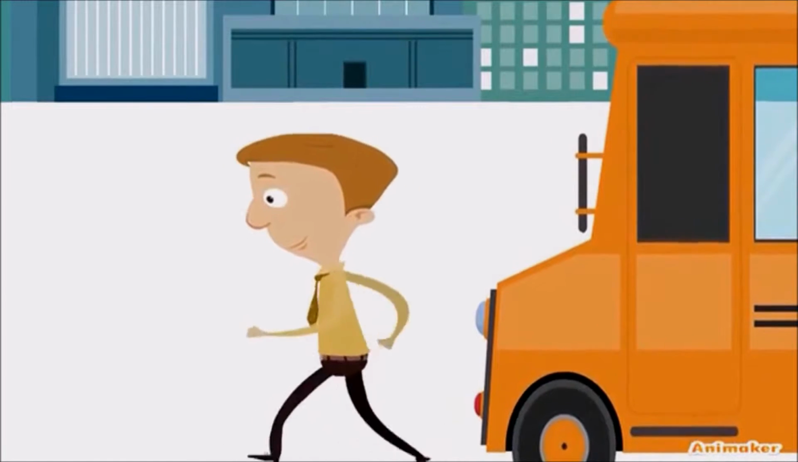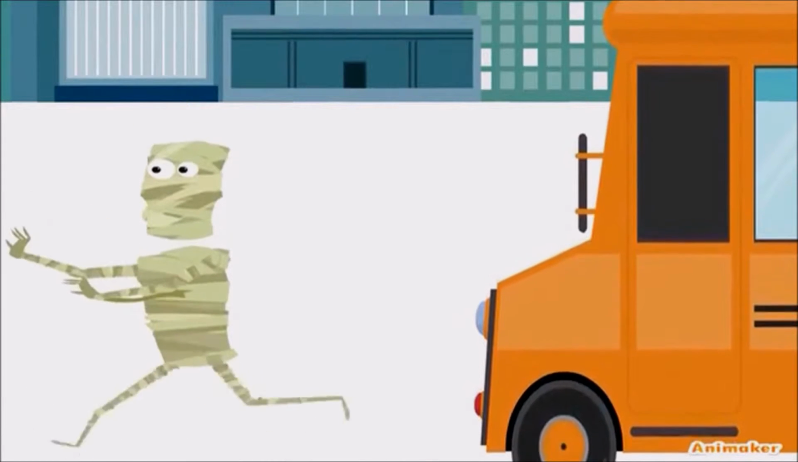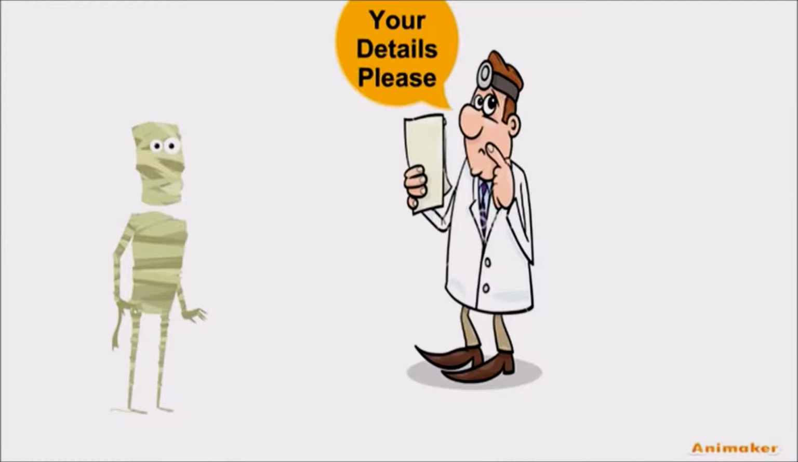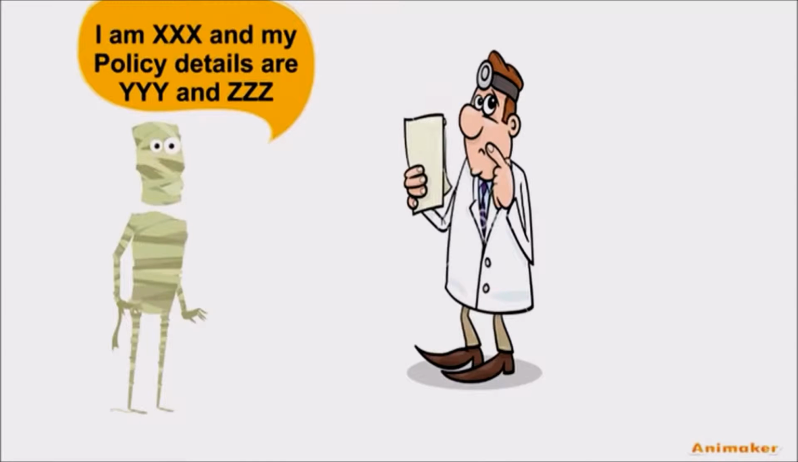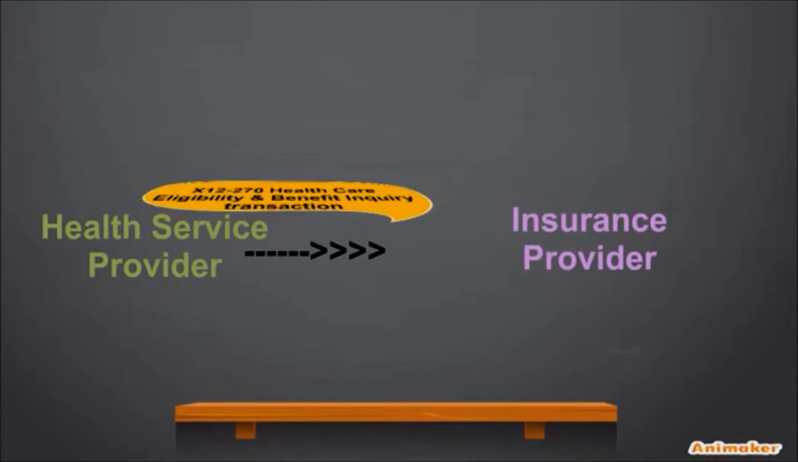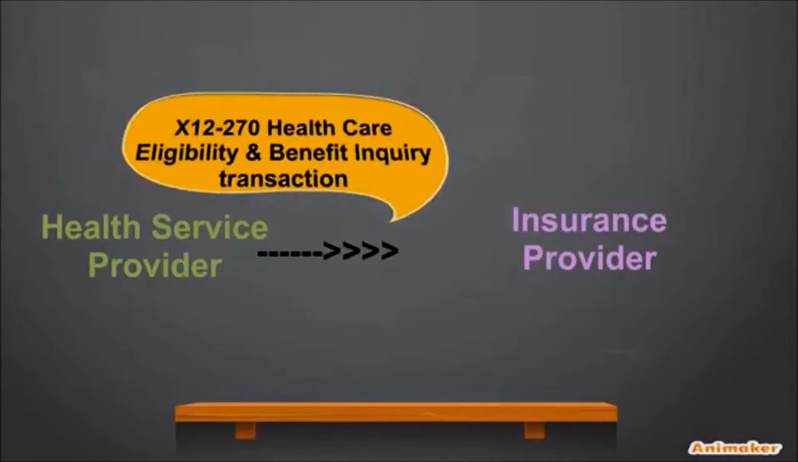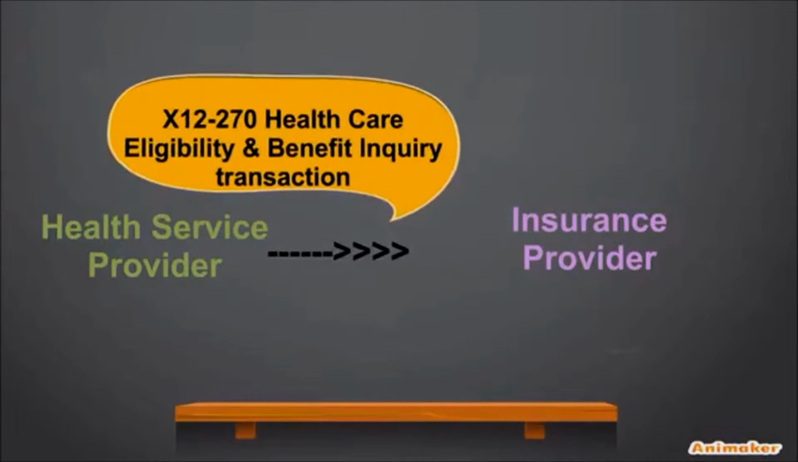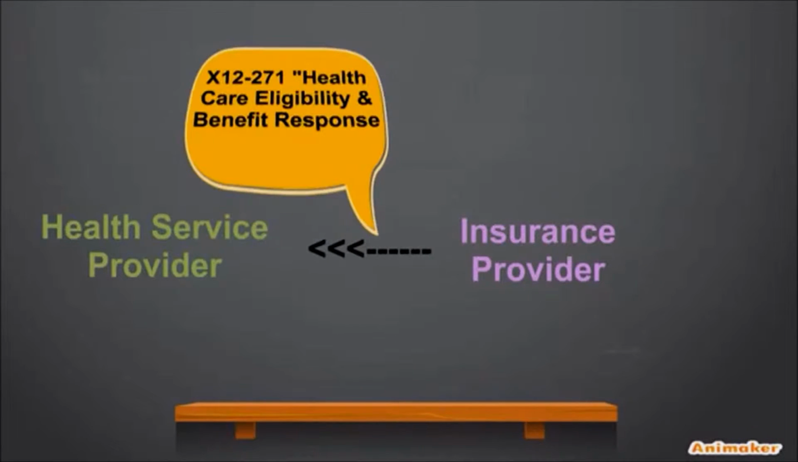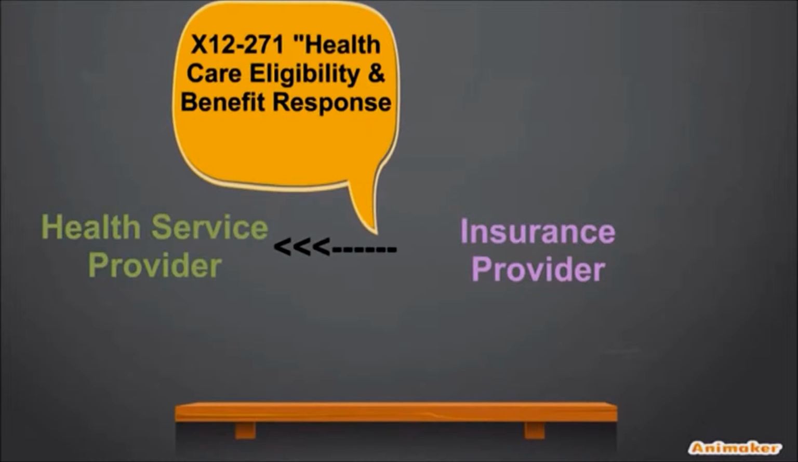Meeting a health service provider for recovery. He meets a doctor for treatment. He then submits his personal and policy details to the health service provider. The health service provider then initiates a request to the insurance company to check the eligibility and benefits of the patient. This transaction is technically called X12 270 Healthcare Eligibility and Benefit Inquiry. The insurance company then responds to the health service provider with X12 271 Healthcare Eligibility and Benefit Response.